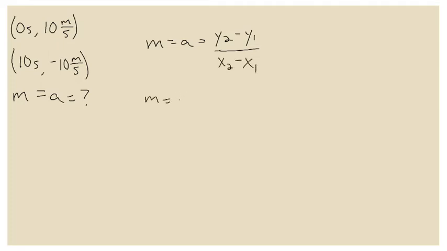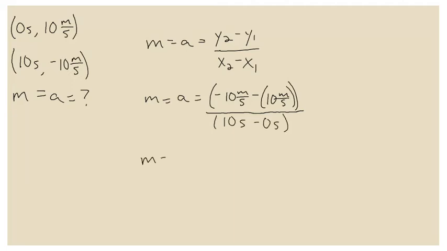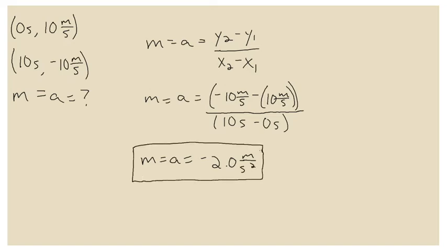And so here we just have to plug it in. Pretty simple. So our y2 is negative 10 meters per second. Y1 is 10 meters per second. And x2 is 10 seconds, whereas x1 is 0 seconds. And that's it. So negative 10 minus 10 is negative 20 meters per second. And negative 20 meters per second over 10 seconds is negative 2 meters per second squared. And that's it. The main thing to remember is that when you're showing these slope calculations, you just treat it like it's a regular old slope problem from math.